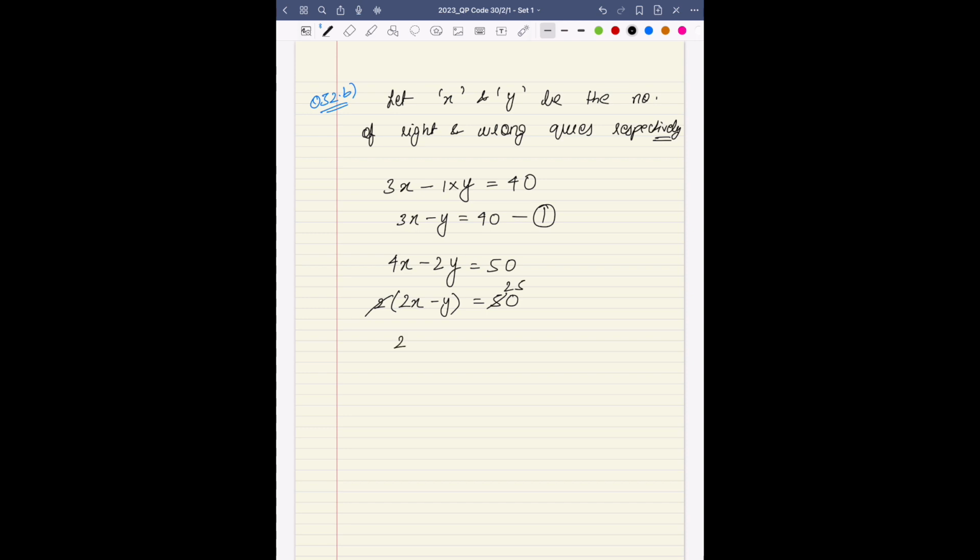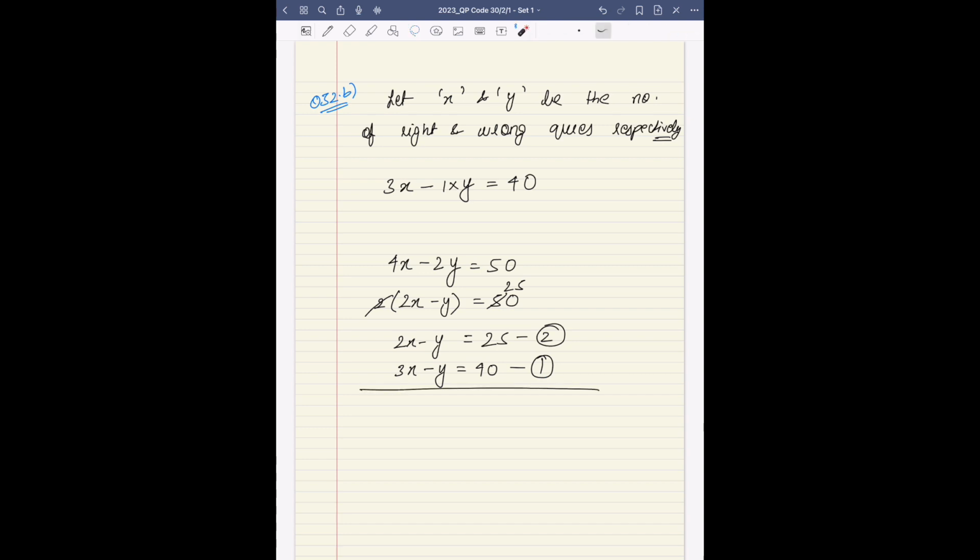Cancel this, you get 2x minus y is equal to 25. Equation 2. I'm going to copy this equation here because it makes it easier to calculate, since they are written together. Now, elimination method again as we did here. Now the terms are the same but the signs are also the same. In this case, subtract. Subtract means 2x minus 3x, so put a minus.